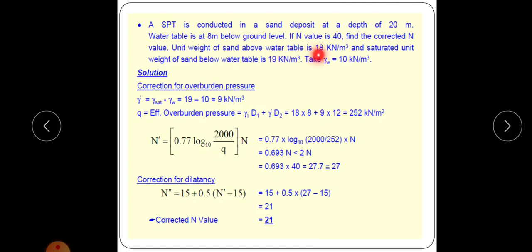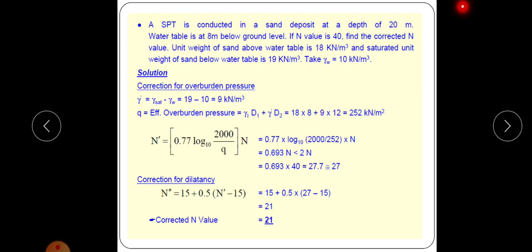Unit weight of sand above the water table is 18 kN per meter cube and saturated unit weight of sand below the water table is 19 kN per meter cube. Take unit weight of water as 10 kN per meter cube. Okay. So here the condition is that there is a water table and the water table is not at the ground level, it is at 8 meter below the ground level.